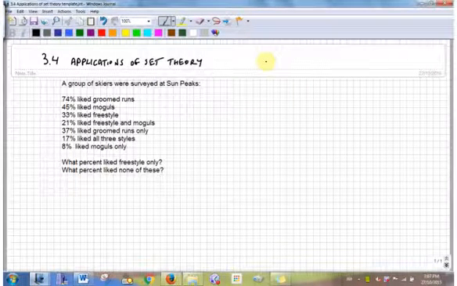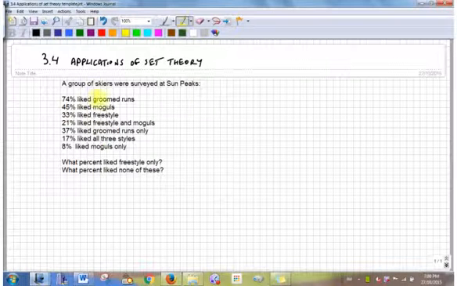Okay, 3.4 Applications of Set Theory. I have a problem here. A group of skiers were surveyed at Sun Peaks. 74% liked groomed, 45% liked moguls, 33% liked freestyle. There is three different sets that we're going to have.